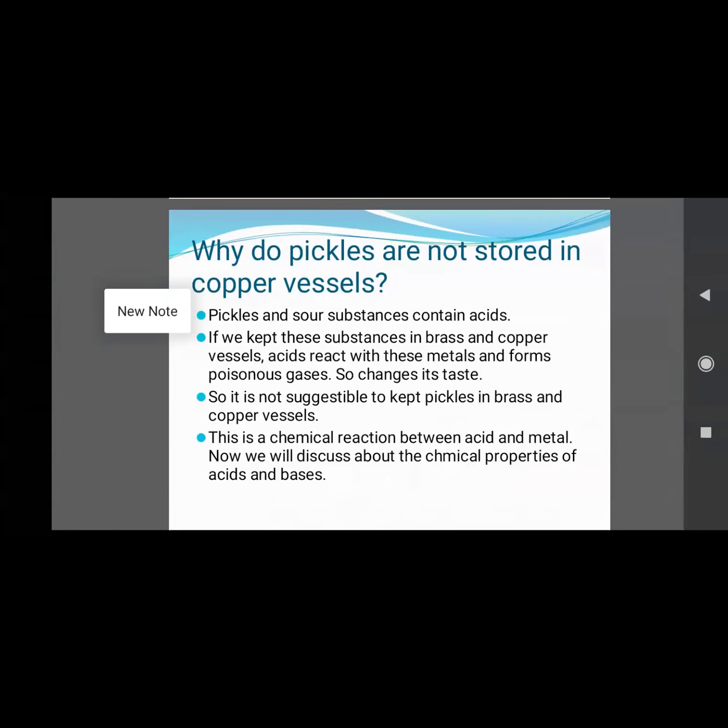If we keep these substances in brass and copper vessels, the acid will react with them. Yes, good boy. Acid reacts with these metals and forms poisonous gases, so it changes its state. So it is not advisable to keep pickles in brass and copper vessels. This is a chemical reaction between acid and metal. So this is the explanation related to why pickles are not stored in copper vessels.